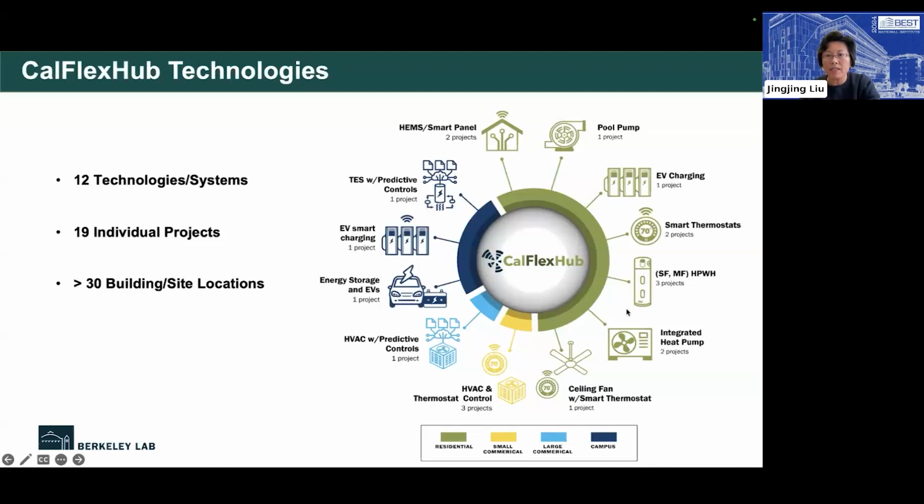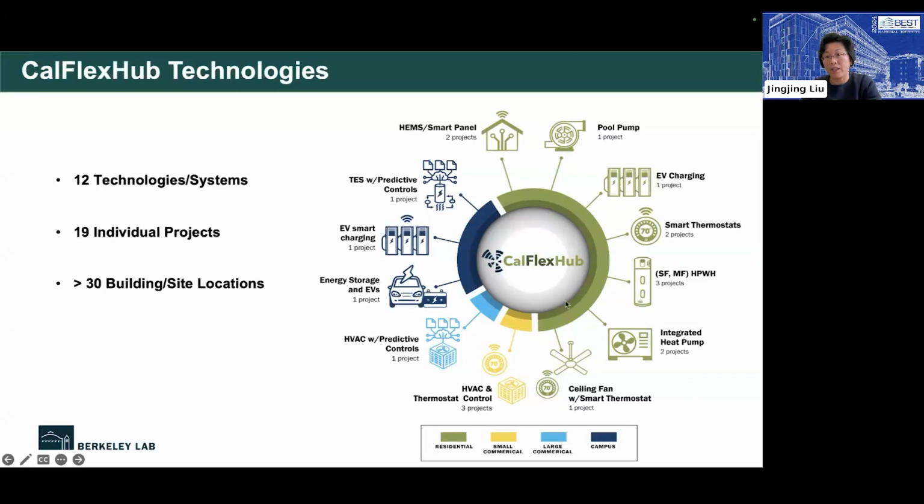In some cases, these base technologies are already fully commercialized, with examples including smart thermostats, heat pump water heaters, EV charging in homes and pool pumps. And in other cases, the base technology is in the pre-commercial or early commercialized stage.